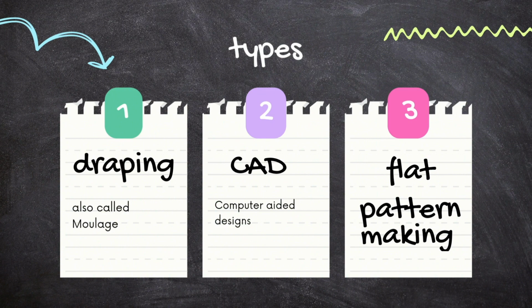So we have different types of pattern making. Sometimes it is classified into two, sometimes into three. For this class, we'll be using the three classifications. The first is draping. The second is the computer aided design method of pattern making, and the third is flat pattern making.